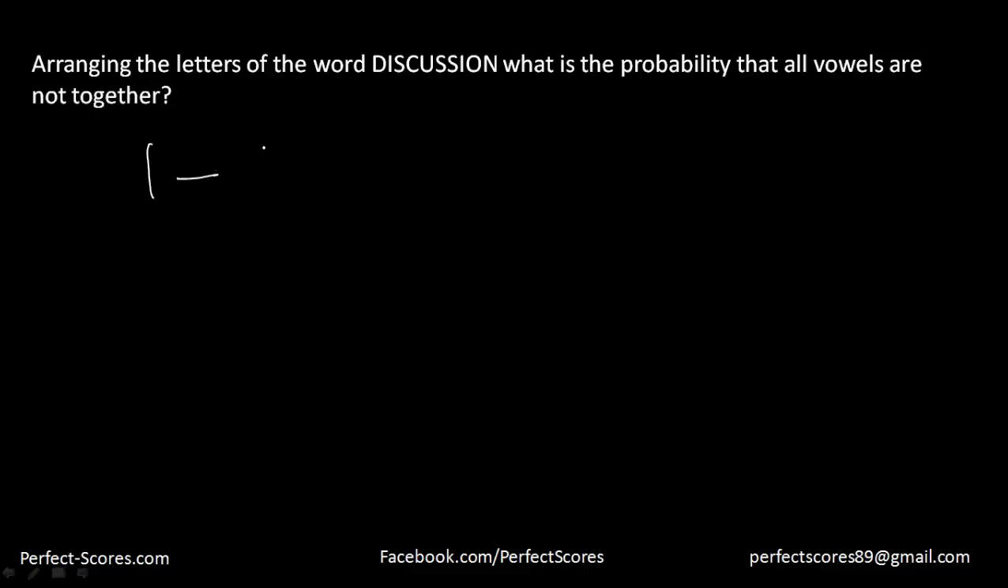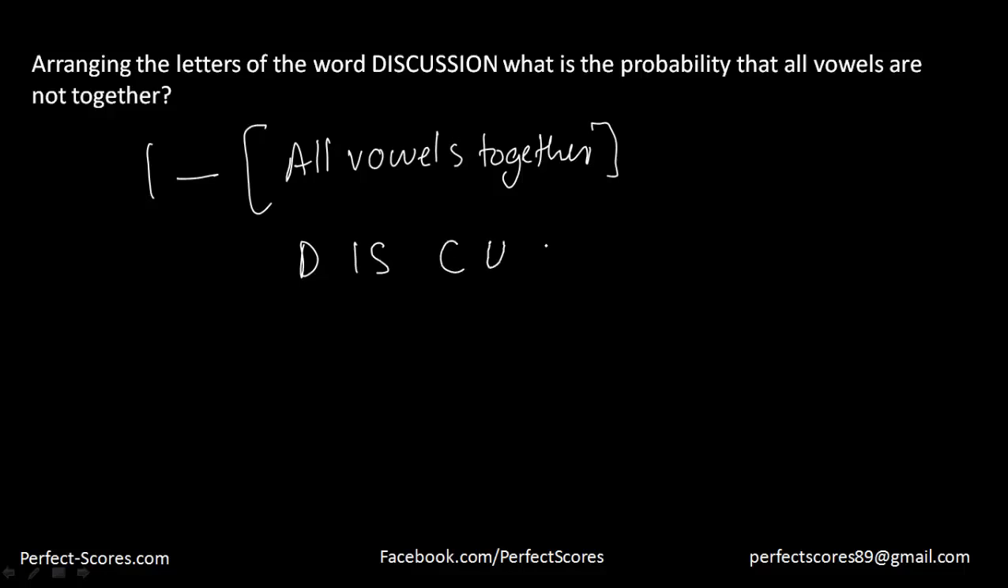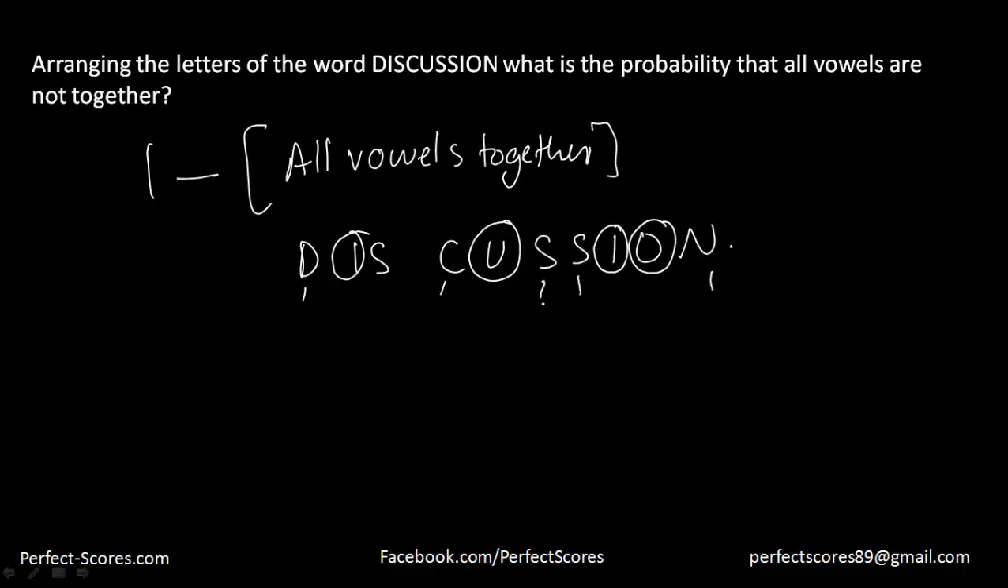That would be 1 minus the probability all the vowels are together. Fine, that's pretty simple to do. So now all the vowels have to be together. So I have D-I-S-C-U-S-S-I-O-N. How many vowels are there? 1, 2, 3, 4. D is not a vowel, C is not a vowel, S is not a vowel, and N is not a vowel. So I have D, C, S, S, N, and I have I, U, I, O.